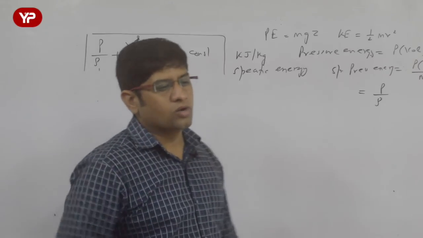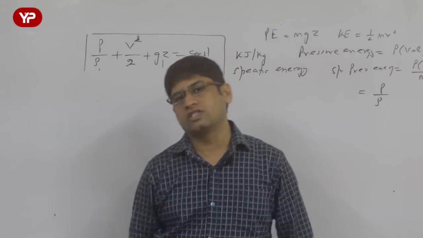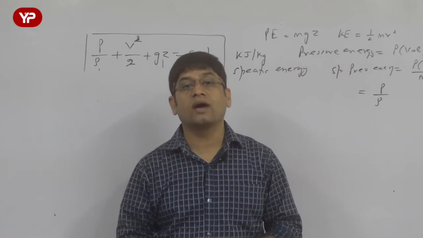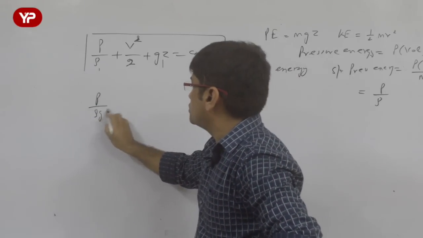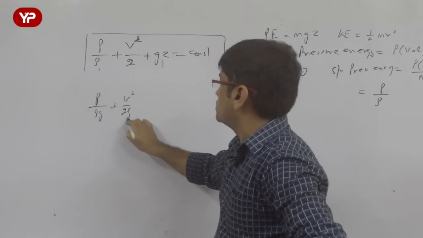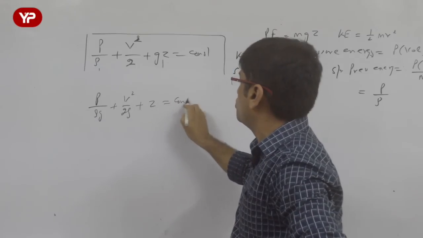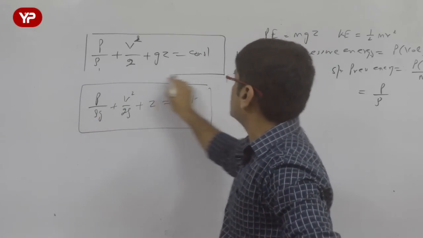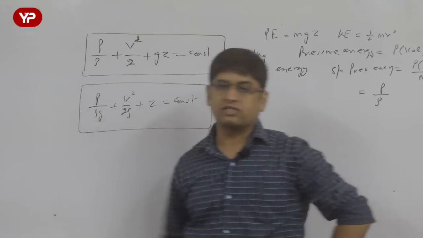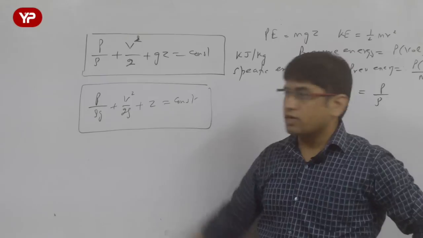Now let me tell you, the Bernoulli equation is not normally written in this format. The Bernoulli equation is written in another format. And what is that other format? It is this: P by rho g plus v square by 2g plus z is equal to constant. Very, very important format for the Bernoulli equation. So this was the first format, this is the second format. Can you tell me what is the unit of this?